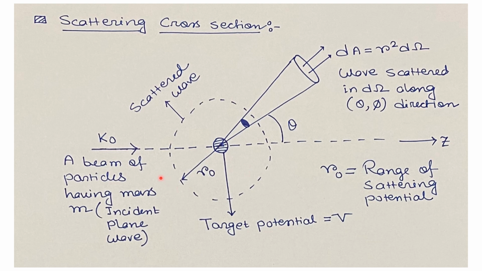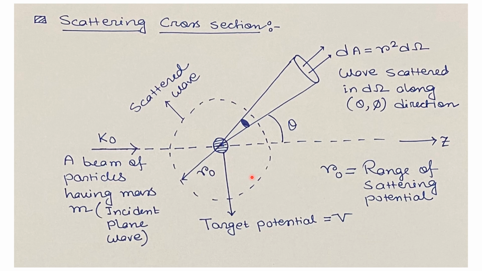Now when the incident particles reach near the target potential, they will experience a force. The range of the scattering force will be effective up to a distance r naught. So this effect of the scattering potential will remain in the sphere having radius r naught, where r naught is known as the range of the scattering potential. Now, due to the interaction of the incident particles with the scattering potential, the particles will get scattered in all the directions.